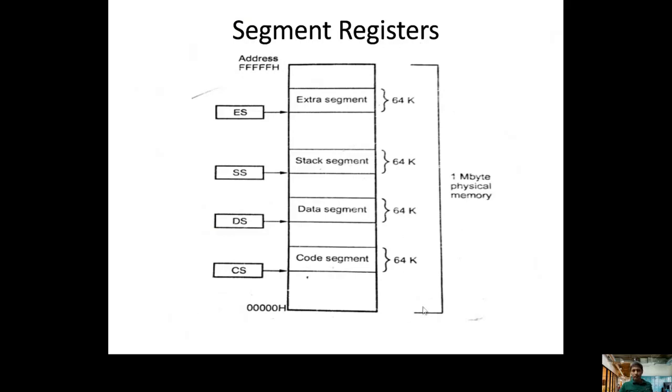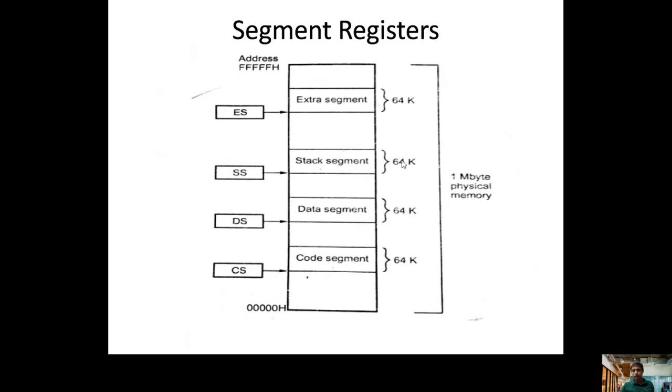So this total 1 megabyte of memory accessing capacity of 8086 can access 4 segment memories at a time only. This total 1 megabyte of memory is divided in the form of segments: code segment, data segment, stack segment, and extra segment. 8086 can access 4 segment memories at a time only, and the size of each segment is 64 kilobytes.